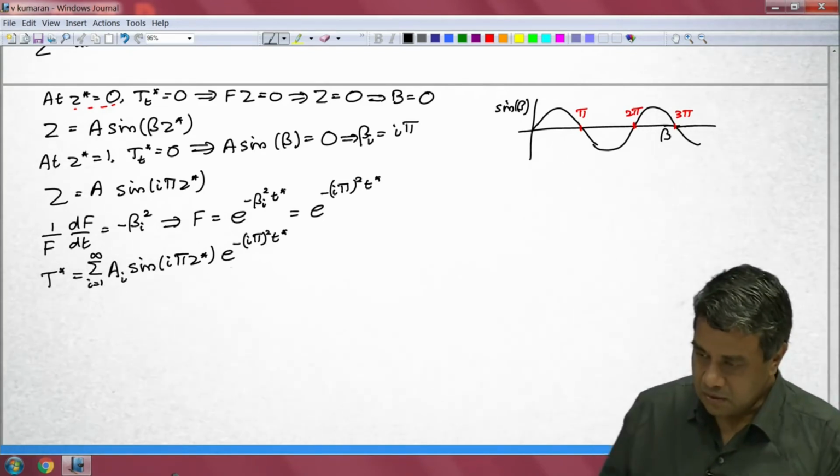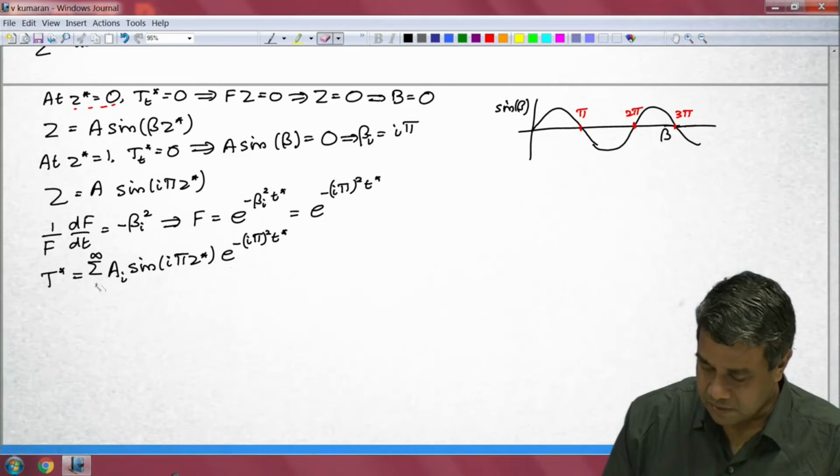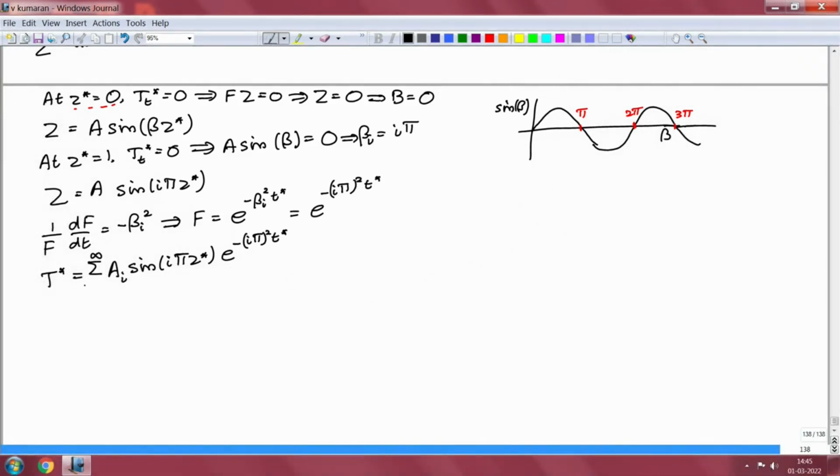I should note here that in this case I is going from 1 to infinity, because for I equal to 0 the sine function is 0. In general you would take I equal to 0 to infinity, but in this case for I equal to 0 the solution is equal to 0. Therefore, I have taken it from 1 to infinity. So, that is the solution for T. And this now contains an infinite number of constants A I, pre-multiplying the solutions sine I pi z star and e power minus I pi the whole square t.